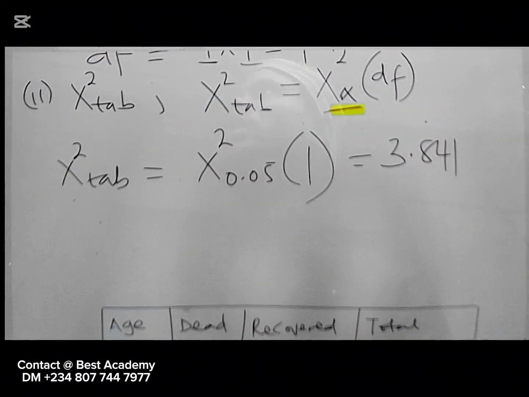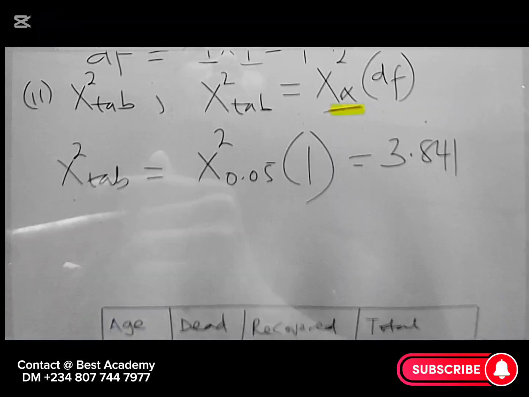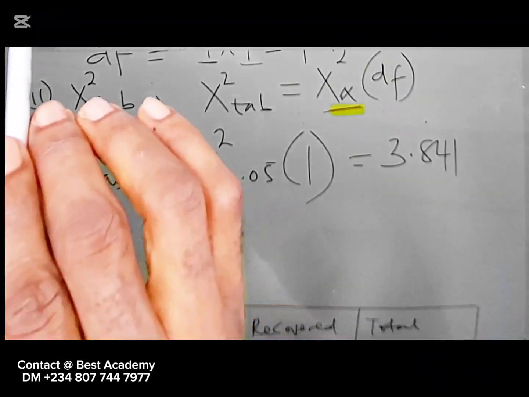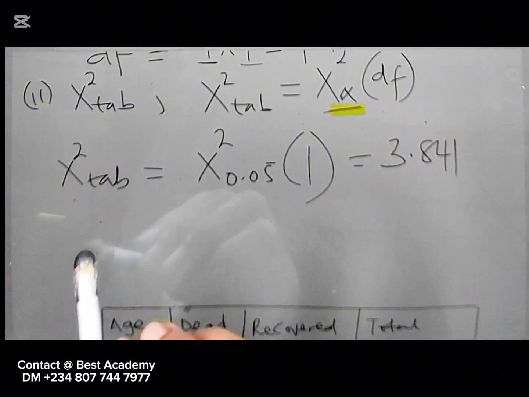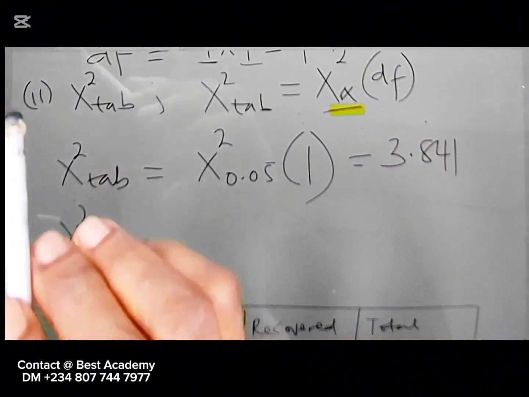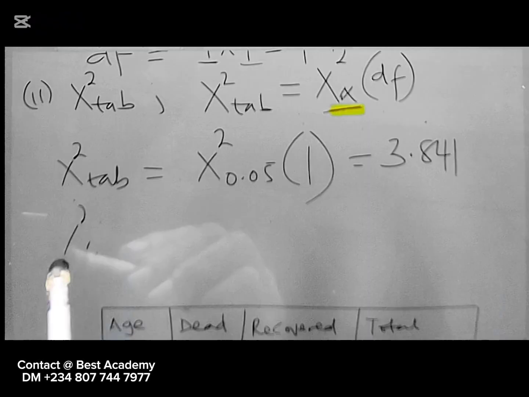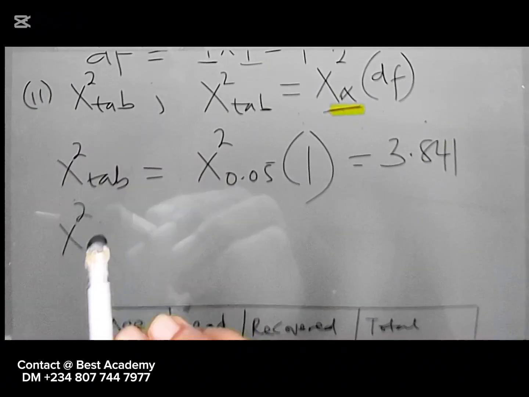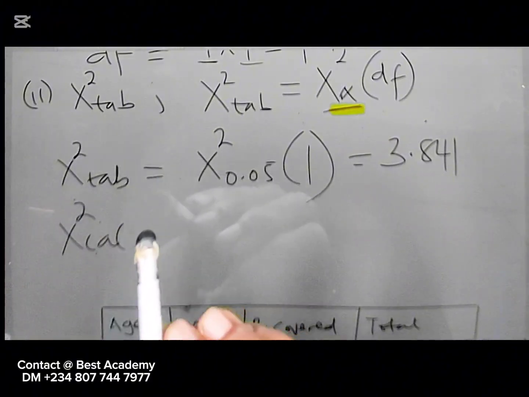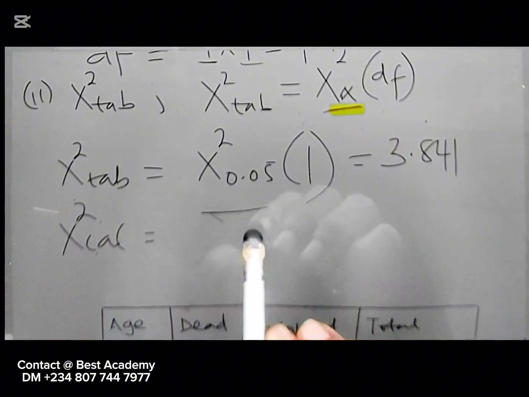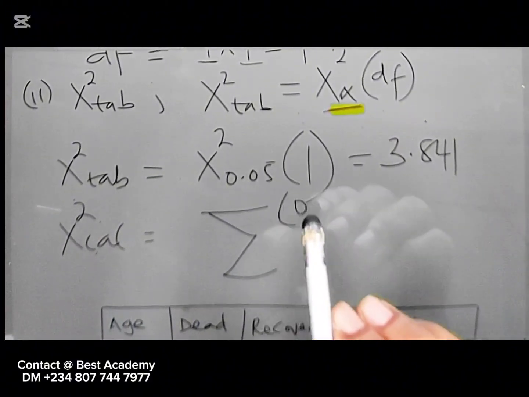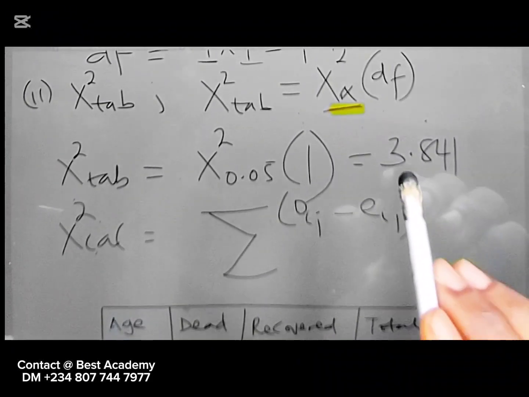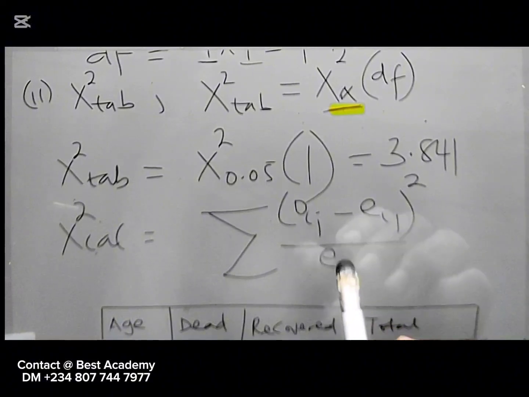The next thing is to calculate chi-square CAC. So now let's calculate chi-square CAC. The formula is the sum of observed frequency at row and column minus expected frequency at row and column, all squared, over expected frequency at row and column.